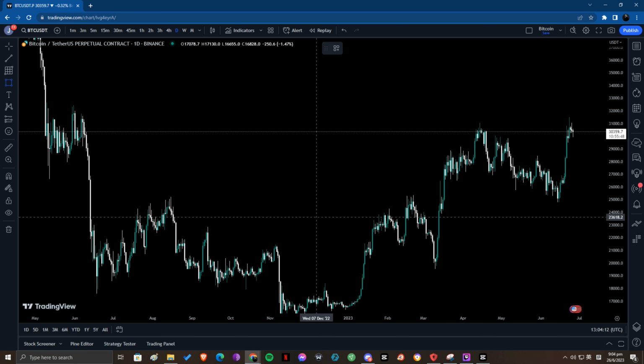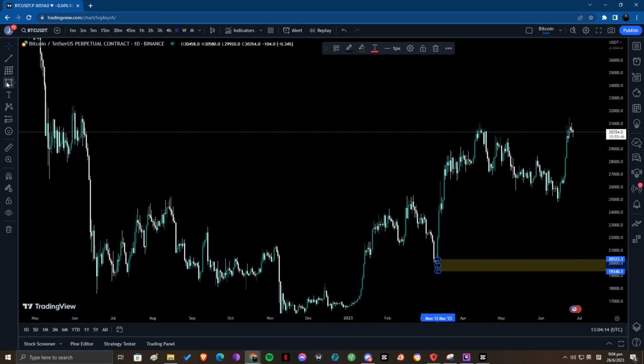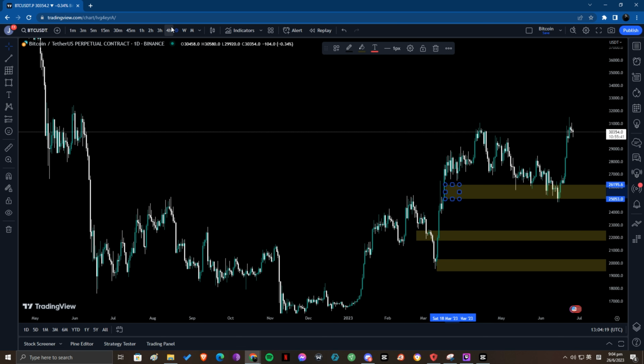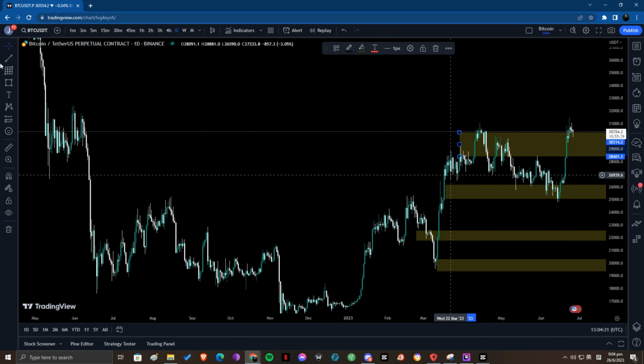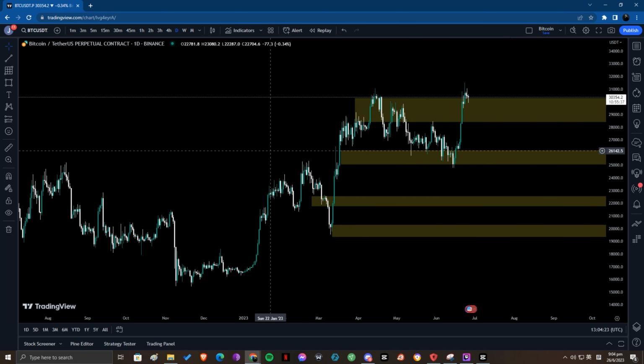So, for example, if they find an order block here, they're going to draw it. If they find an order block here, they're going to draw it. They're going to keep drawing it. And the entire chart is going to look colorful. And that's not a good thing. That's going to be a very bad sign that you're doing it wrong. You're not doing it correctly.